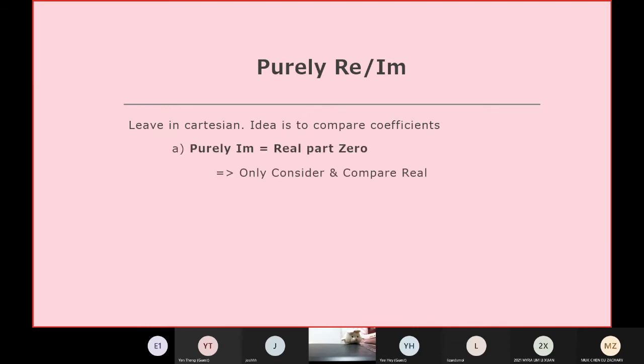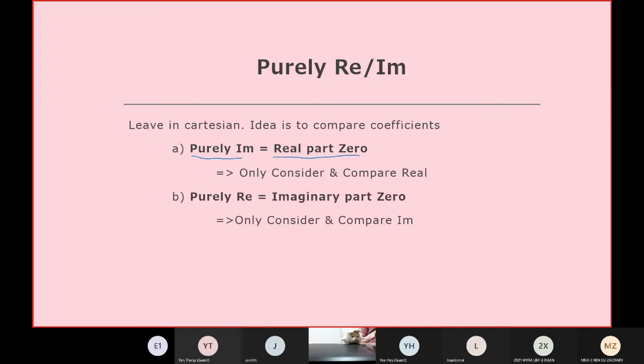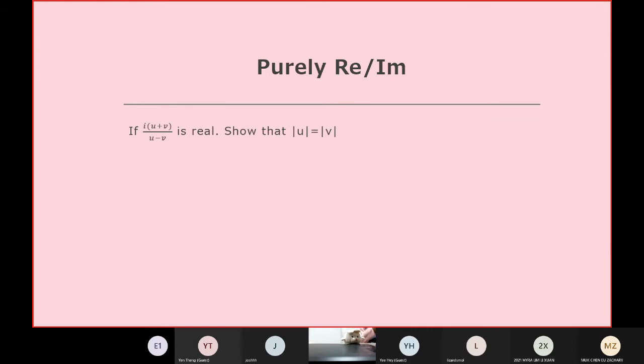The idea is to compare coefficients, but here's a difference. If they tell you purely imaginary, think of the real part as 0, because if it's purely imaginary, you consider and compare the coefficients in the real portion. Same thing for purely real, but the opposite: your imaginary part is 0, so only consider and compare the imaginary portion. This question, I will make you guys do it, but I'm just going to show you the variants or types of questions that you might get.